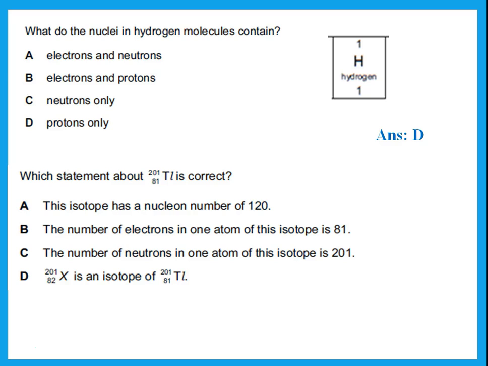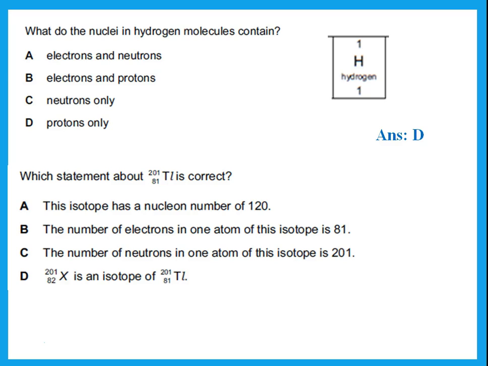Okay, which statement about this element is correct? So, he gives me an element with a small number 81 and a big number 201. Let's take them one by one. The first one says this isotope has a nucleon number of 120. Nucleon number is the big number. So actually this has a nucleon number of 201, not 120.